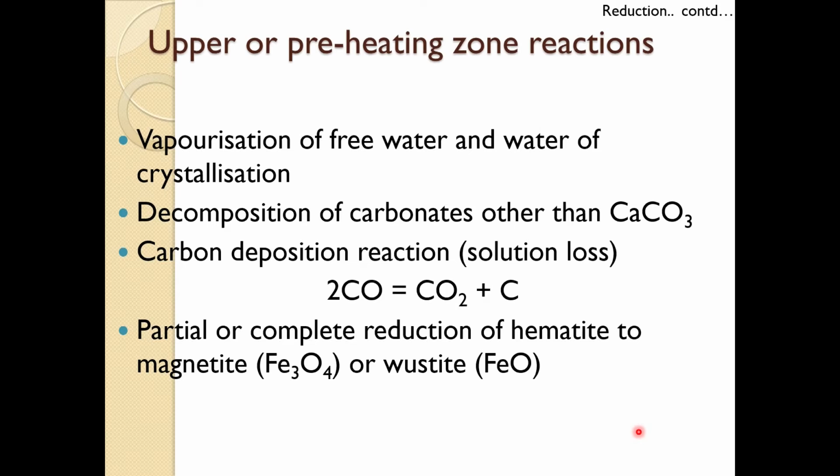Now if we look at the various zones in the blast furnace in terms of reactions, what we will see in the upper zone, also known as the preheating zone, is vaporization of free water and water of crystallization, that is the chemically bonded water. This usually starts around 150 and can go up to 400 degrees Celsius.